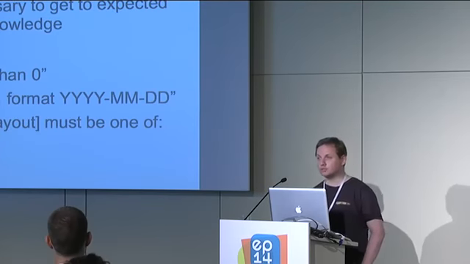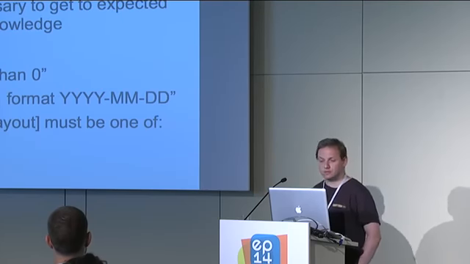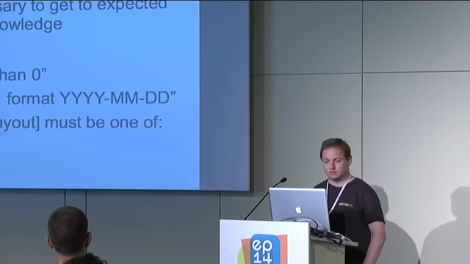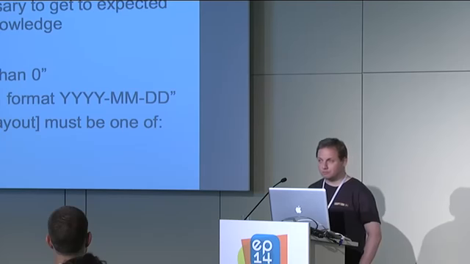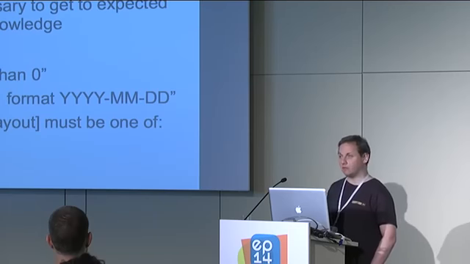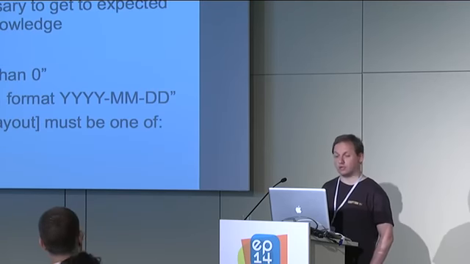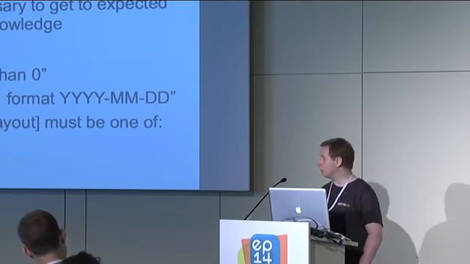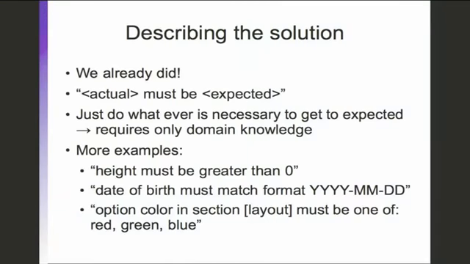How do I describe the solution? Well, I already did. I already told them the height must be greater than 0. So, from this error message, the user just has to do whatever is necessary to establish the expected condition. For that, of course, he has to understand the program and how to use it. A couple more examples for such error messages: date of birth must match a certain date format. The option color in the section layout of a config file must be one of red, green, blue.